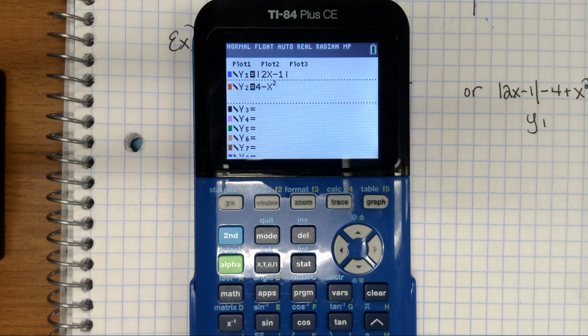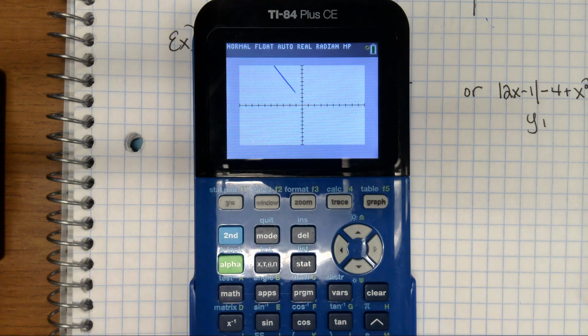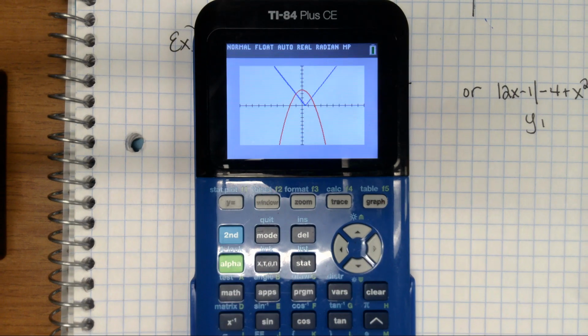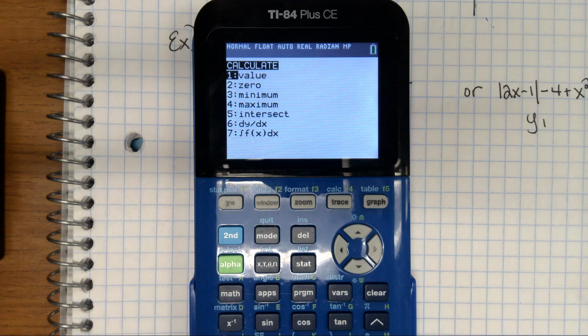Let's try Zoom 6 and see if we can see them. So Zoom 6 again. There's your absolute value. There's your quadratic. These ones are nice and they're on our screen. How many solutions does this have? 2. All right, let's find them. What do I do now? Second trace or calc, intersect.